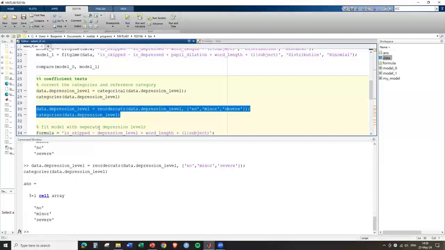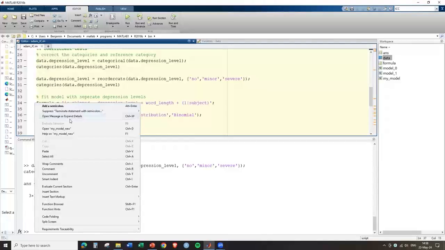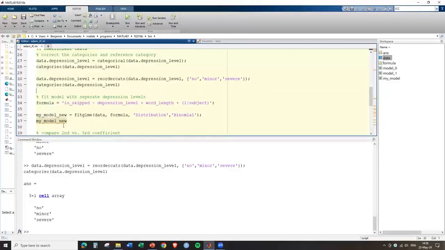Now I'm going to just fit the model. It's a new model. What am I doing here?